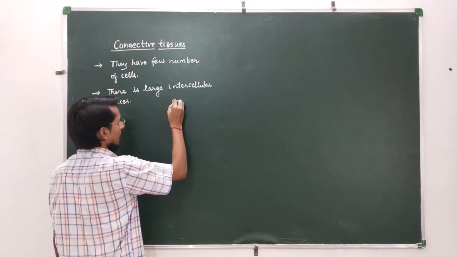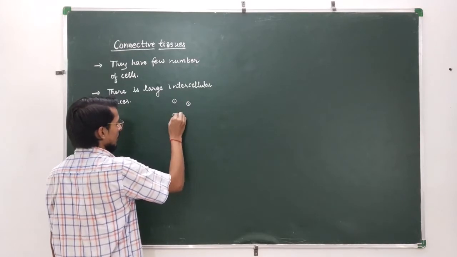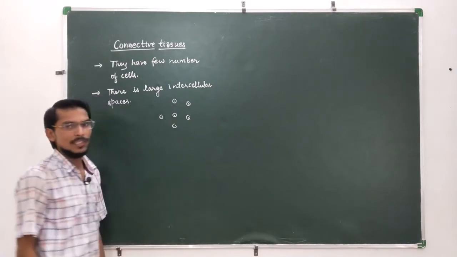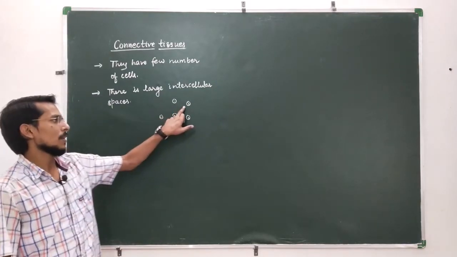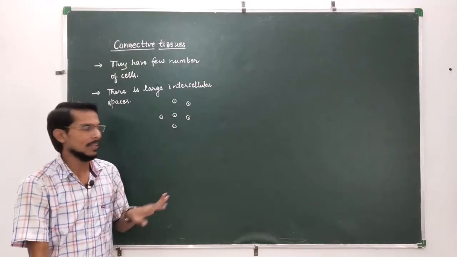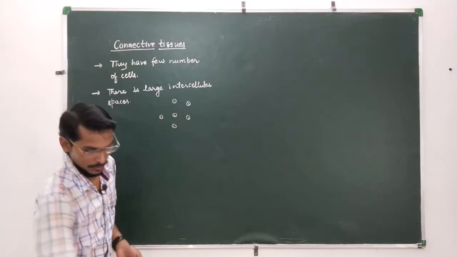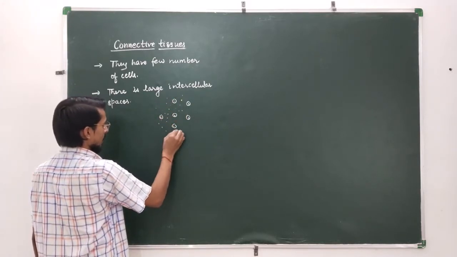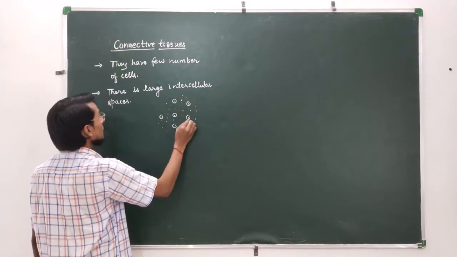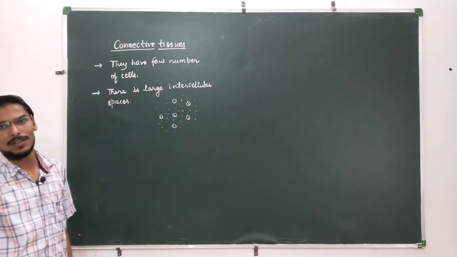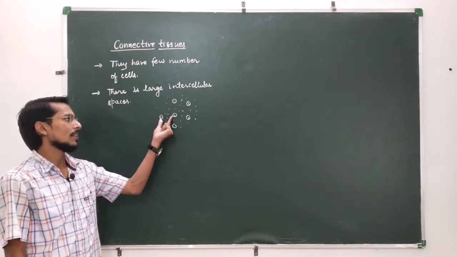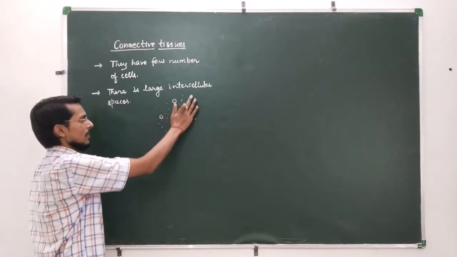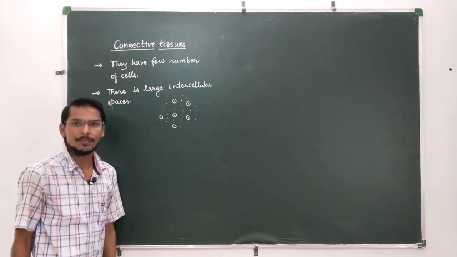So we can make it like this. The cells are present in this manner and there is large intercellular space between these cells. The intercellular space which is present is not vacant, rather it is filled with a fluid. So let me make here fluid, and this fluid is called matrix. So in case of connective tissues, the number of cells is few and there are large intercellular spaces between the cells. The space between the cells is filled with a fluid which is called matrix.